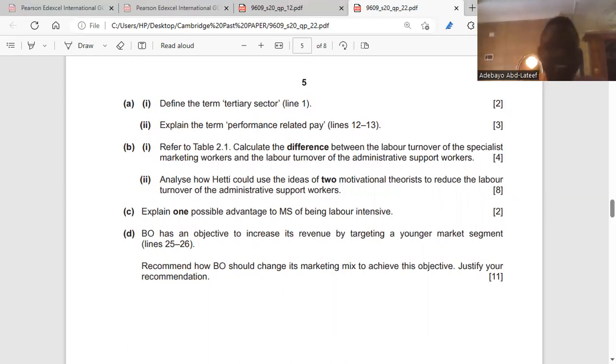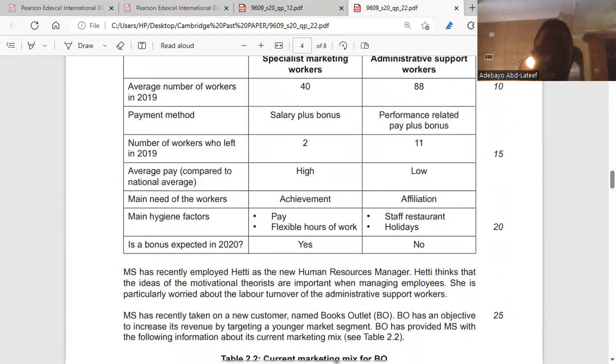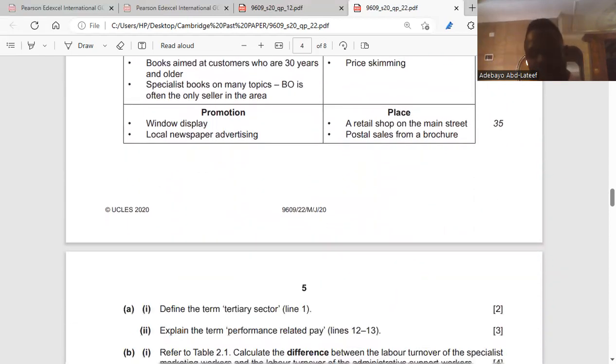B. Refer to table 2.1. Calculate the difference between the labor turnover of the specialist marketing workers and the labor turnover of the administrative support workers. So we go back to the table. Remember we said labor turnover is the total number of workers who left divided by the number of workers they have, multiplied by 100. So here for the specialist marketing workers, we have 2 divided by 40 multiplied by 100. That's 5%. And for the administrative workers, we have 11 divided by 88 multiplied by 100, which is 12.5%.